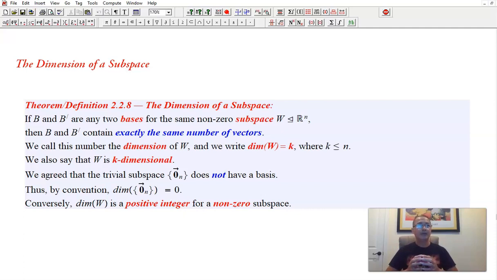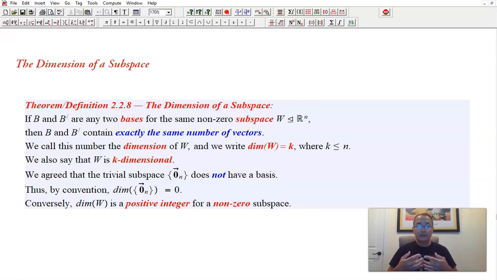Suppose that B and B prime are any two bases for the same non-zero subspace W of Rn. So we talked about a plane passing through the origin, our example, and we said, this is not the only basis that we can make for the subspace. We can take one vector, and then all you need is a second vector, which is not parallel to that vector, and these two vectors together will form another basis for that plane.